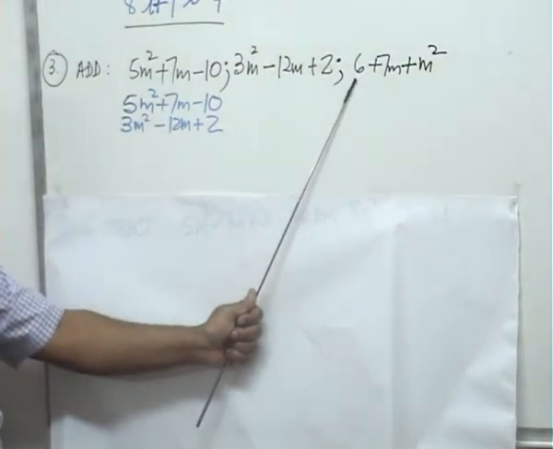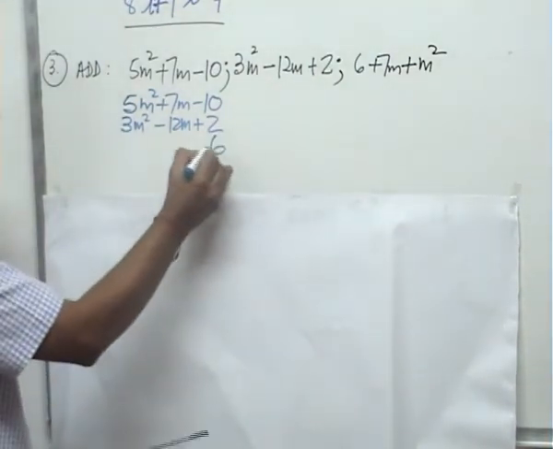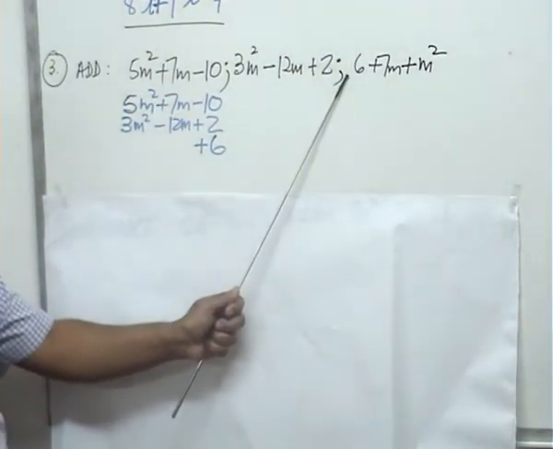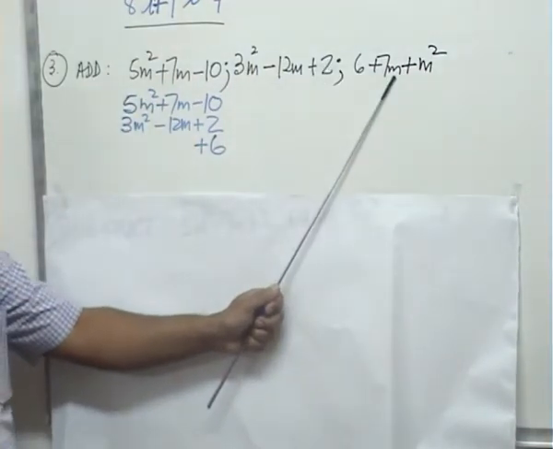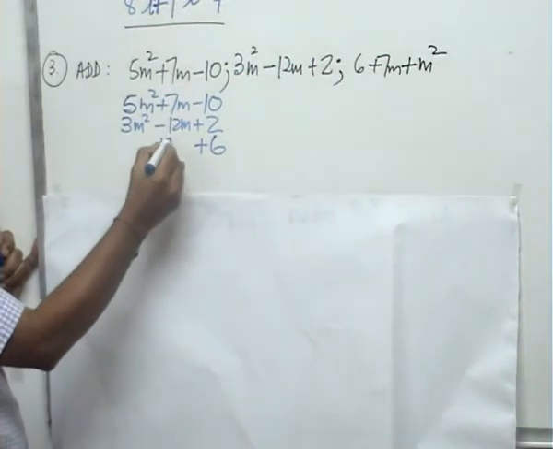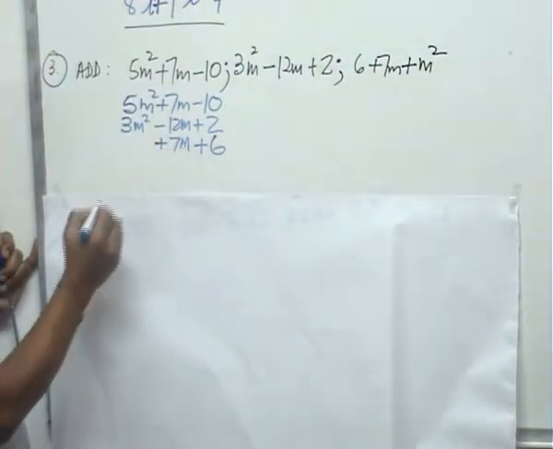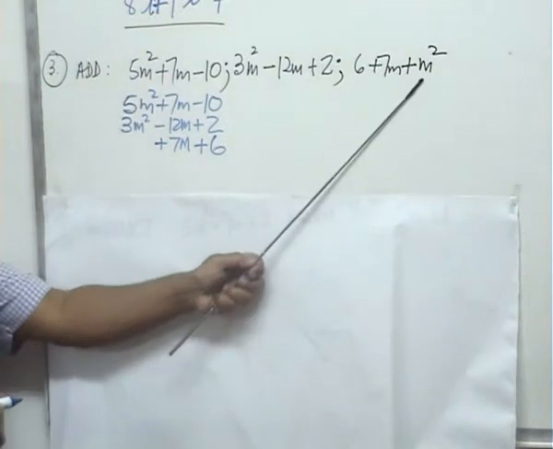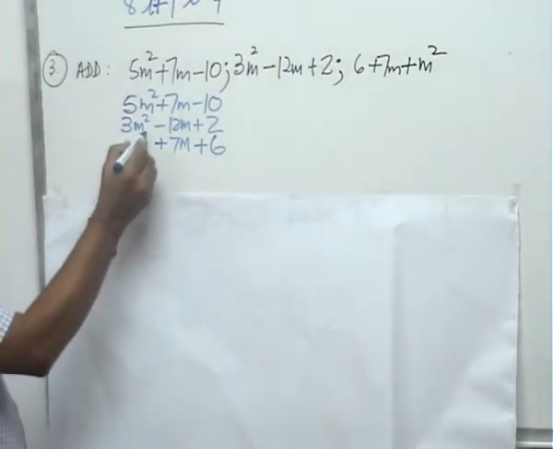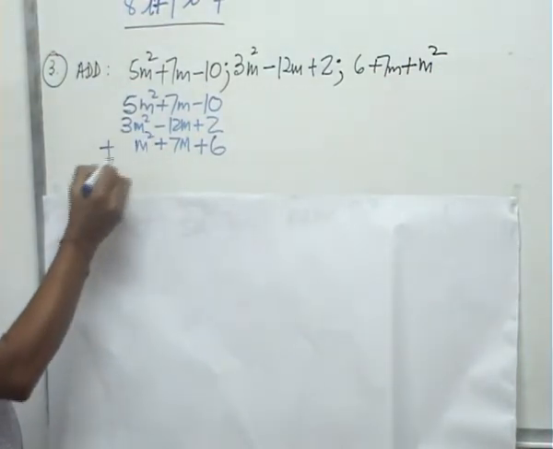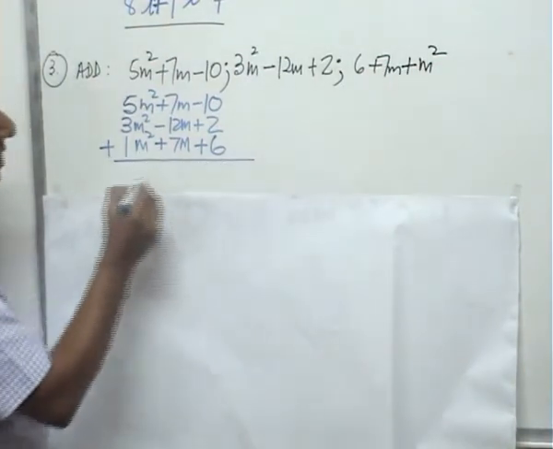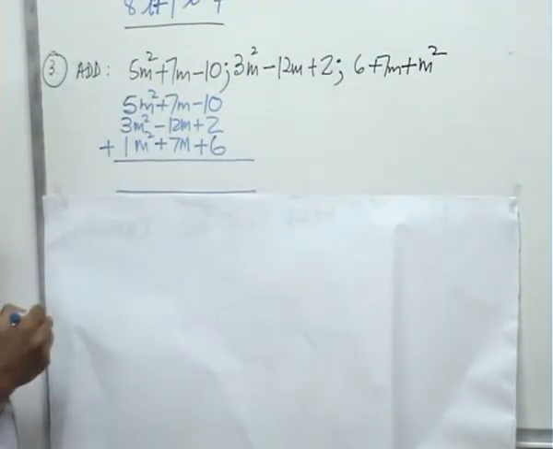This is 6. Therefore the 6 must go under the numbers, so it will go here. And it is plus 6 because the plus sign is understood. Then we have plus 7m, so that goes in the column for m. So plus 7m will go here. Then we've got plus m squared. So that will go under the column for m squared. So it's plus m squared, which really means plus 1m squared. And then we have to total.